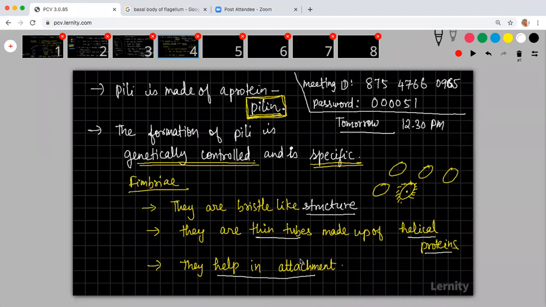Fimbriae can be seen in any bacteria. Fimbriae is a very common structure, whereas pili is not a common structure.